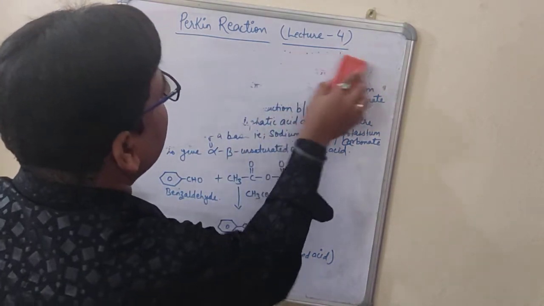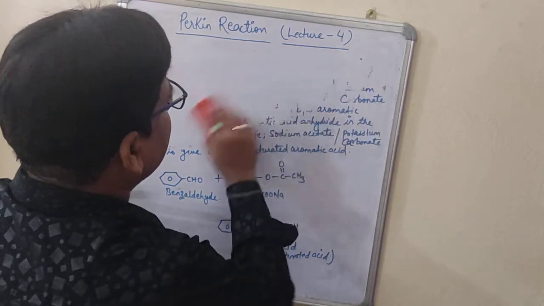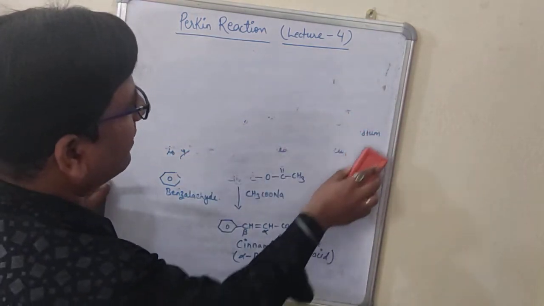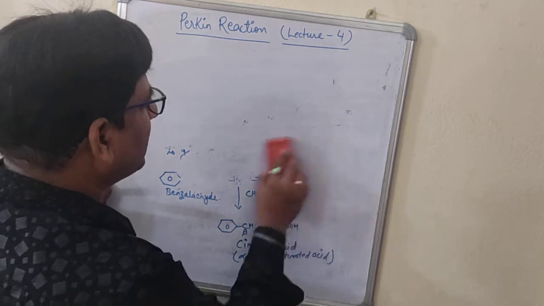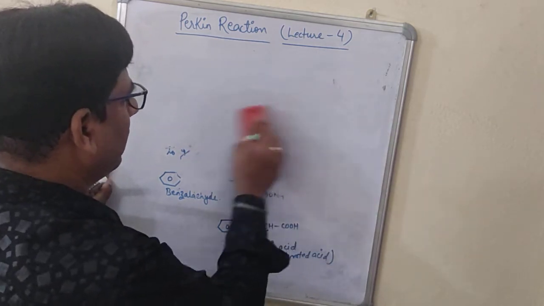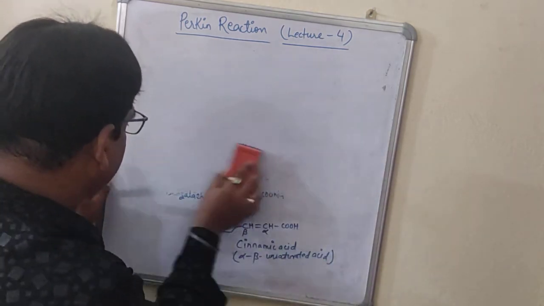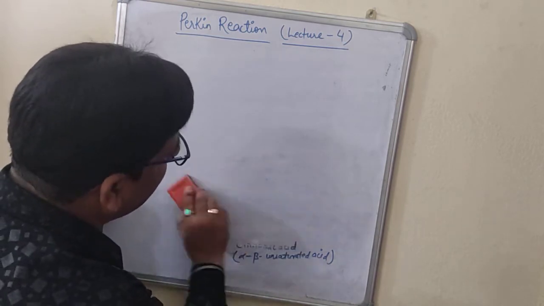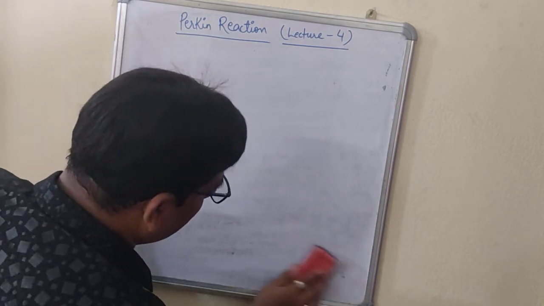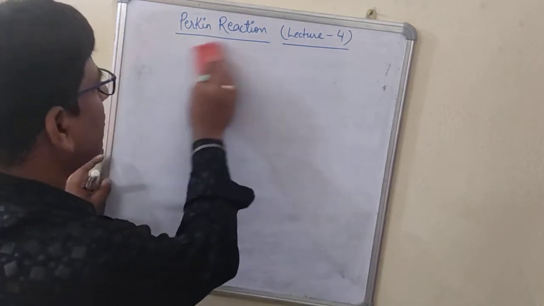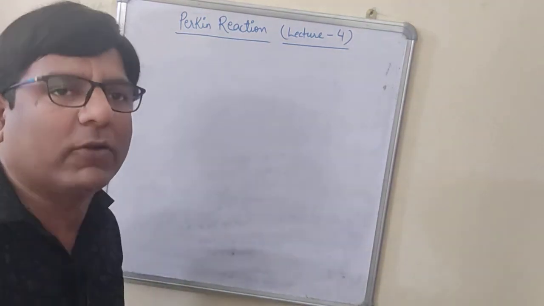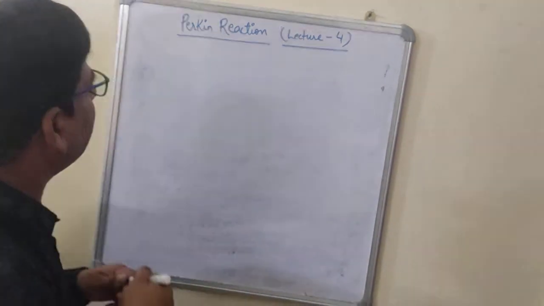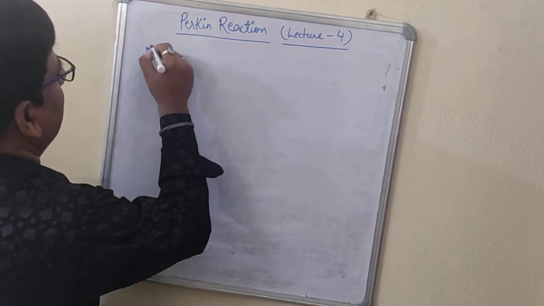See student, this is a very easy mechanism. As I told you, this is the enolate ion reaction, which means there will be a formation of what? Enolate ion. This also comes under the enolate reaction. So you will get similar steps, and when you have seen all 3 of my lectures, you will come to know how to form the enolate ion. Now let us see the mechanism of it.